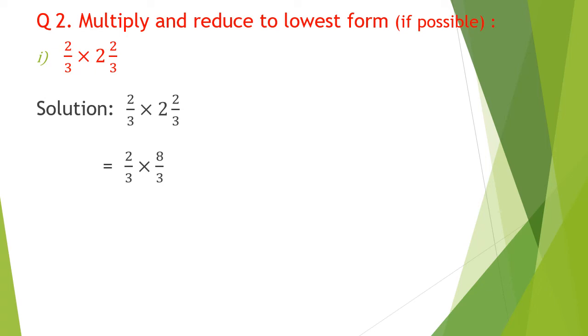Now apply the rule of multiplication of a fraction by a fraction. That is the product of numerators upon product of denominators. 2 into 8 whole divided by 3 into 3. There are no common factors between numerator and denominator. So our answer is 16 upon 9, which is an improper fraction. So convert it into a mixed fraction. We are getting 1 integer 7 upon 9.